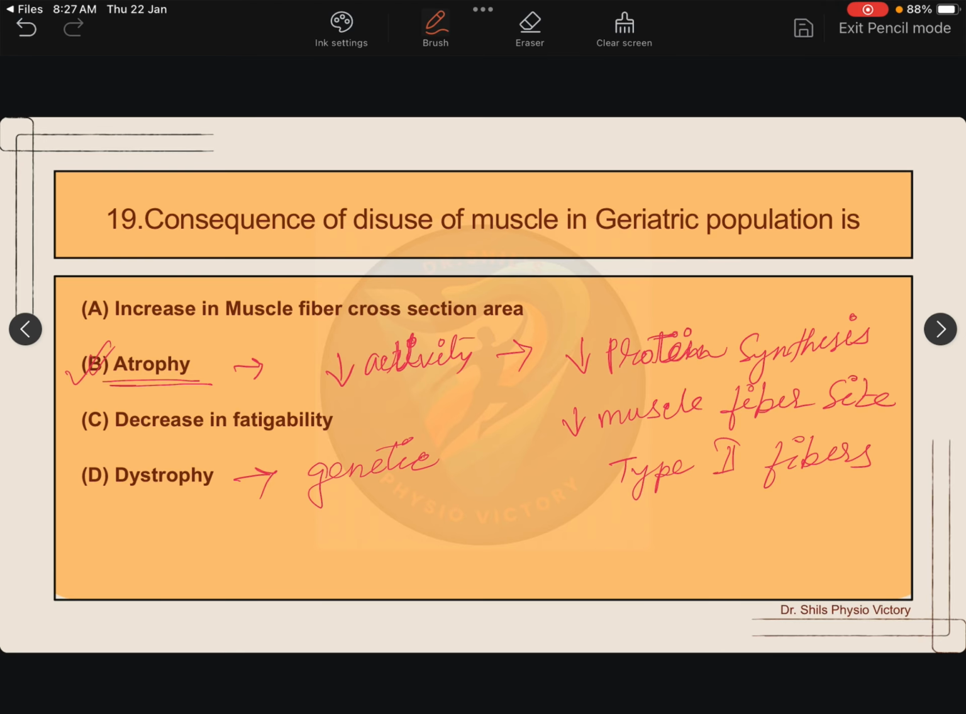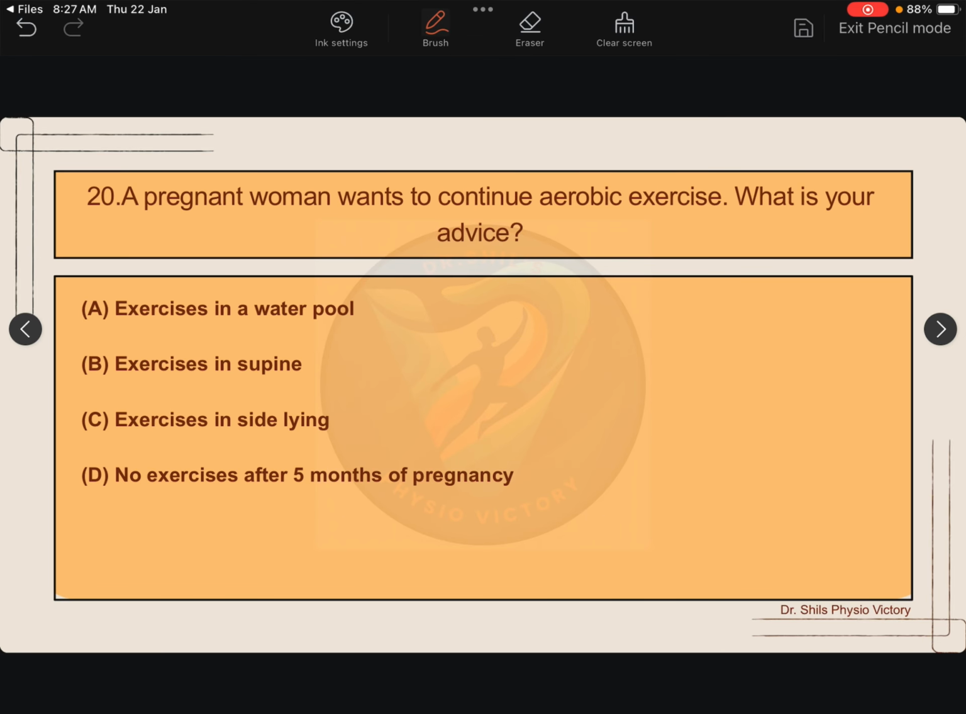Next, come to question number 20. A pregnant woman wants to continue aerobic exercise. What is your advice? Option A, exercises in a water pool. Option B, exercises in supine. Option C, exercises in sideline. Option D, no exercise after 5 months of pregnancy. Here the correct answer is option A, exercise in water pool.